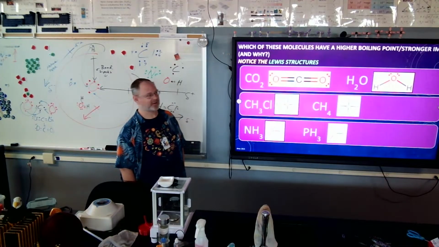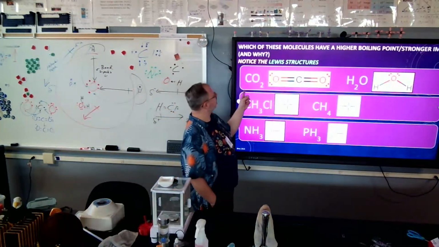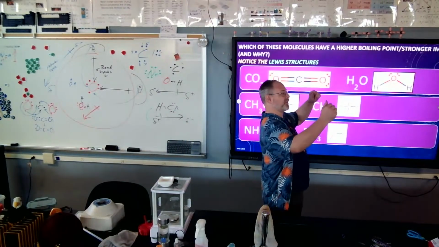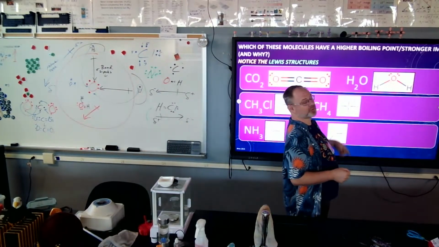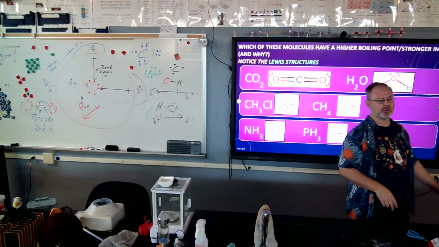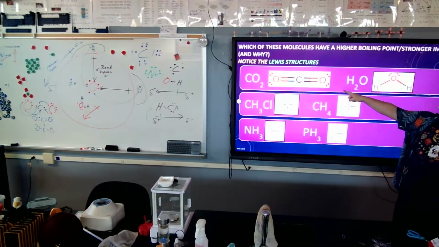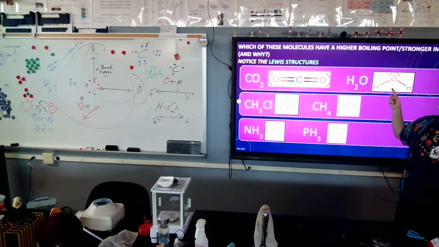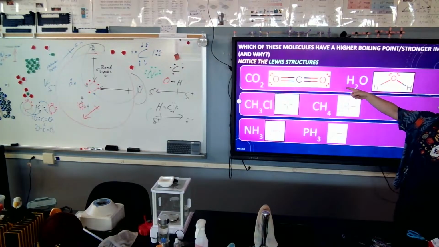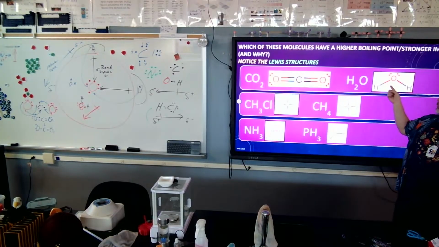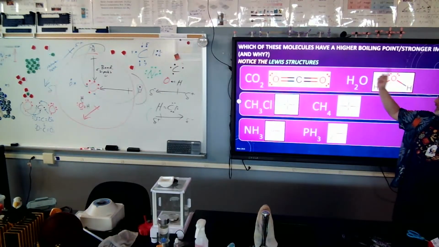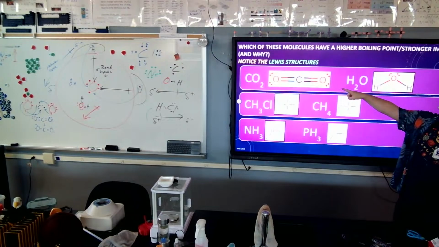Anyway, so speaking of that, if you think carbon dioxide has stronger intermolecular forces point that way, if you think water has stronger intermolecular forces point that way. What do you think? Yup. Water is polar. Carbon dioxide is non-polar. Water has hydrogen bonding. Carbon dioxide has London dispersion forces. At room temperature, that one is a liquid. That one is a gas. Remember, stronger intermolecular forces, closer to solid.